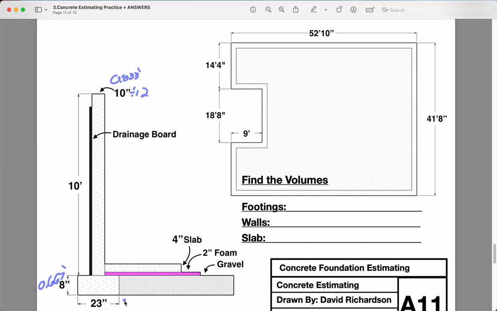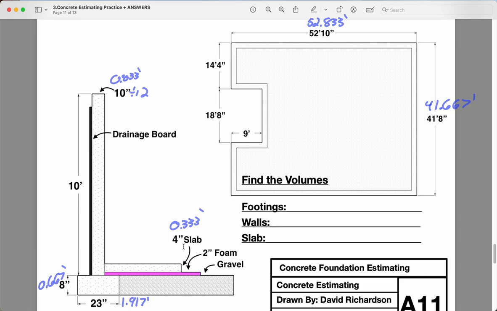23 inches, that's 1 foot 11, 1.917 feet. 4 inches is 0.333 feet. 52 foot 10 is 52.833 feet, and 41.667 feet, and that should be good.